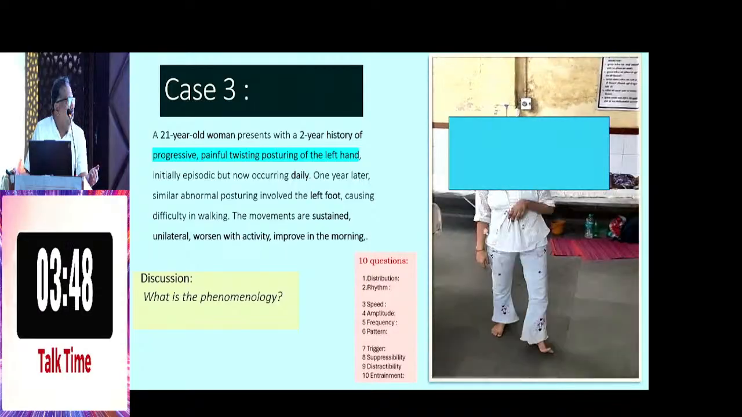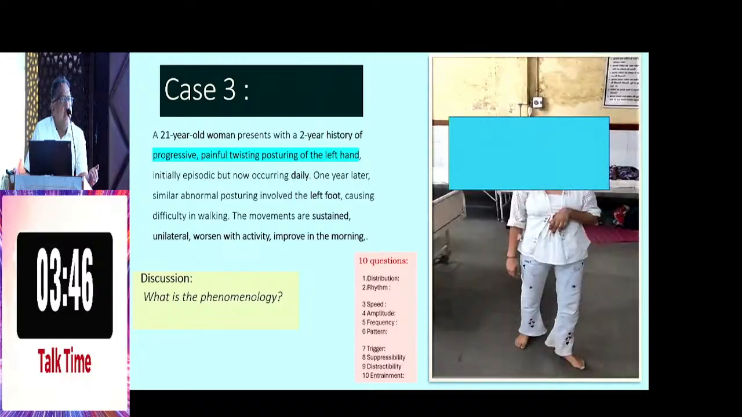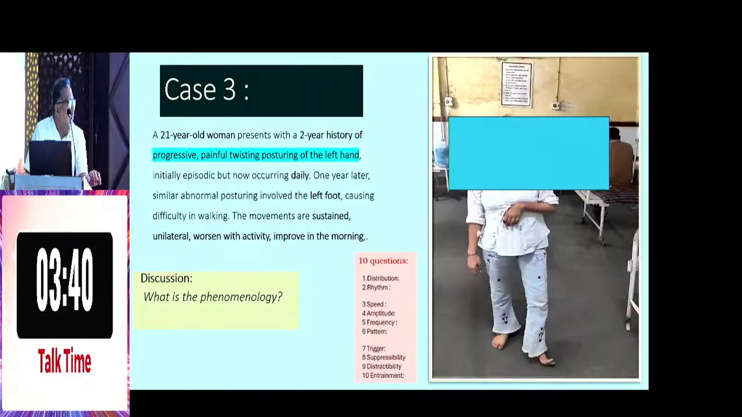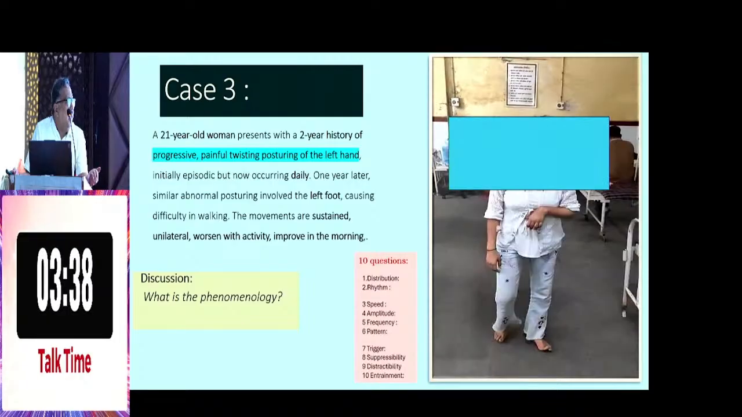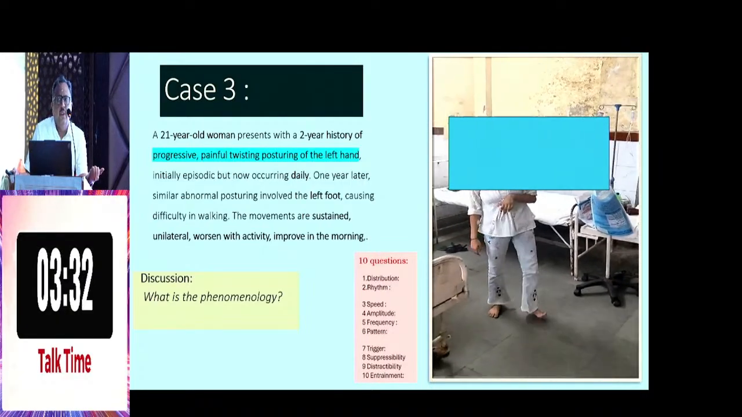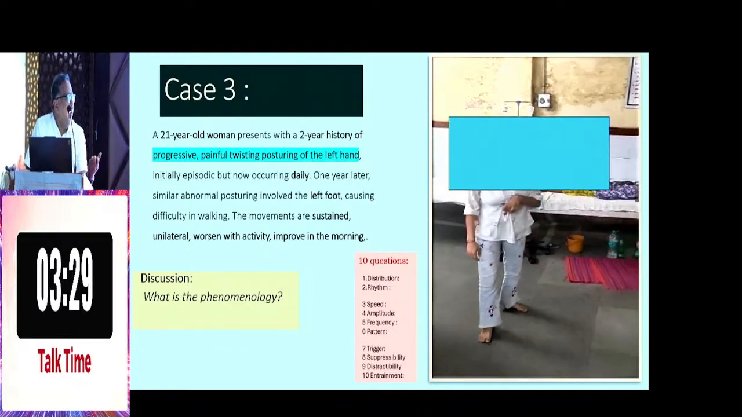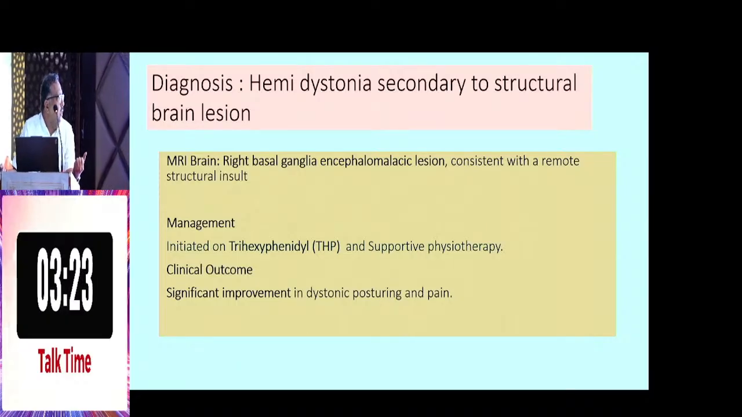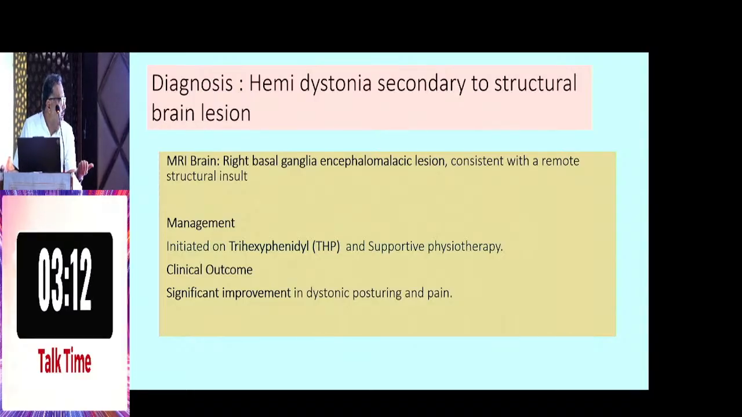Again same question, distribution: left side, unilateral, not generalized. Arrhythmic, speed is very slow, amplitude is very low, pattern is a repeated pattern, same muscle group is involved. Yes. This is dystonia. Hemidystonia. So hemidystonia is usually secondary to a structural lesion. MRI brain shows a right basal ganglia and encephalomalacic lesion consistent with remote structural insult. Management: trihexyphenidyl and supportive physiotherapy. Clinical outcome looks good. Significant improvement in dystonic posture.